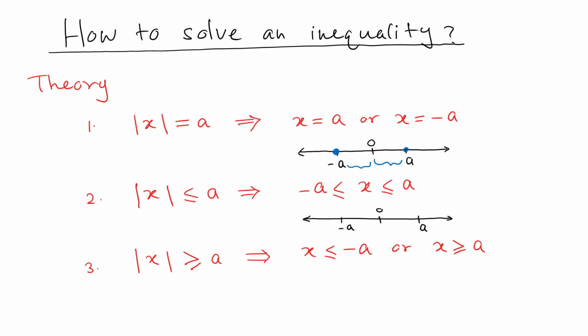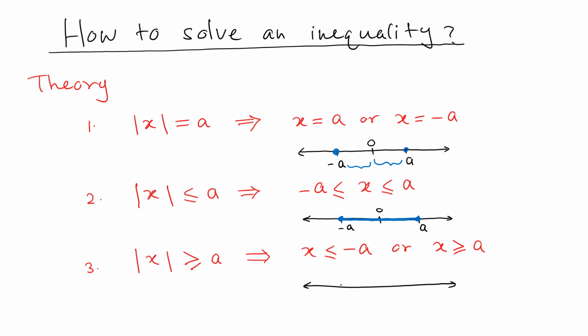What it says is that the distance from x to the origin is smaller than a. So x has to be in between negative a and a, because if you pick any value here, the distance is smaller than a. Since there's an equal sign, you can include the corner points. Anything in between has a distance from the origin either less than a or equal to a.